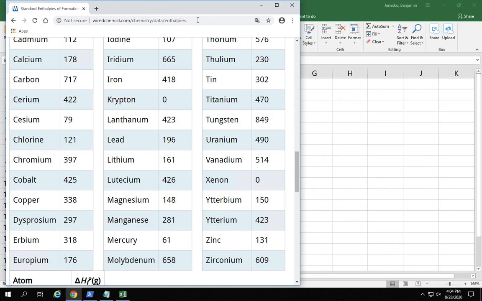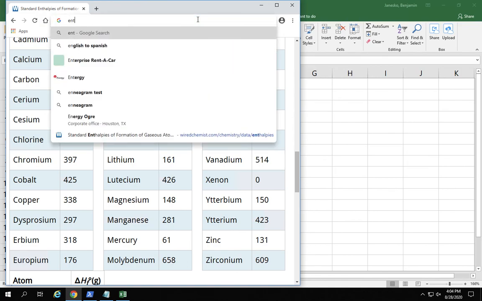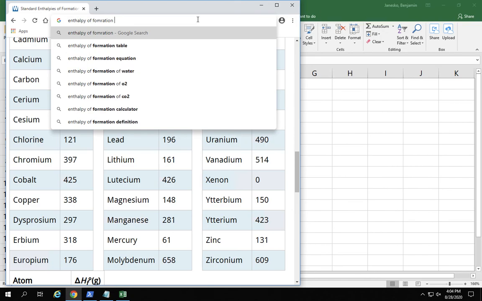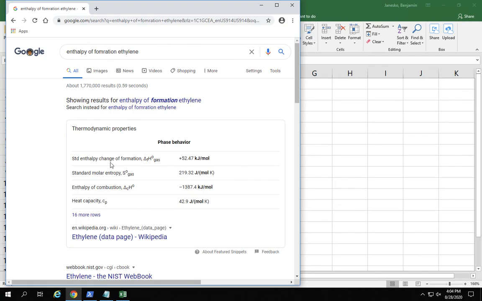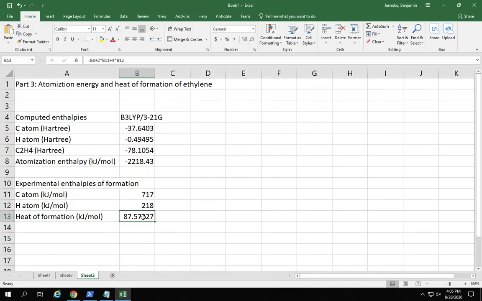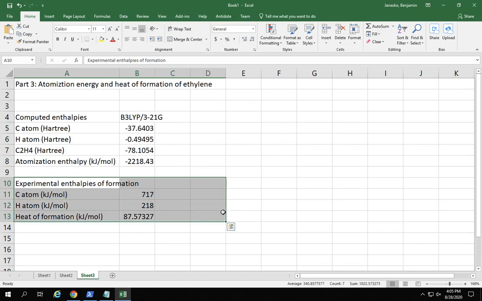Let's just double check. Gaseous ethylene. The standard enthalpy change of formation of gas phase ethylene is plus 52 kilojoules per mole. We got plus 87 kilojoules per mole. We're in the right ballpark, and as we go to better basis sets and different methods, which you're going to check, you're going to reuse these experimental enthalpies of formation of isolated atoms over and over and over again.